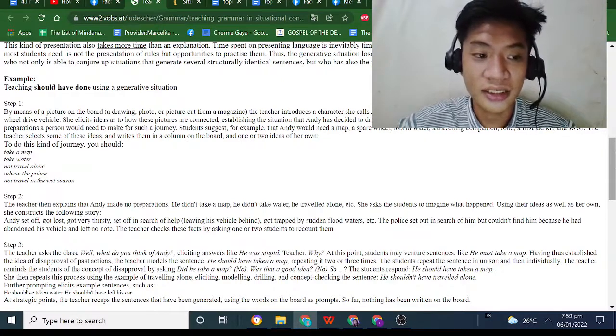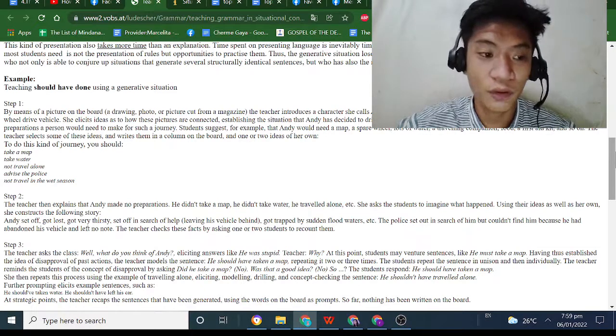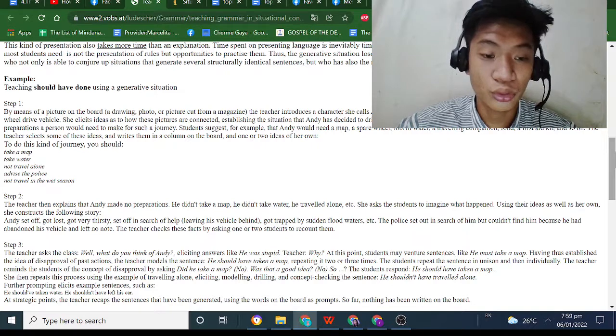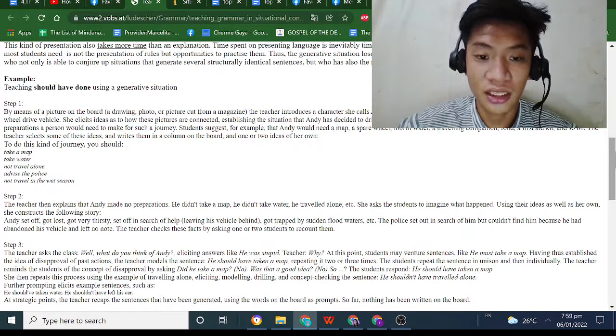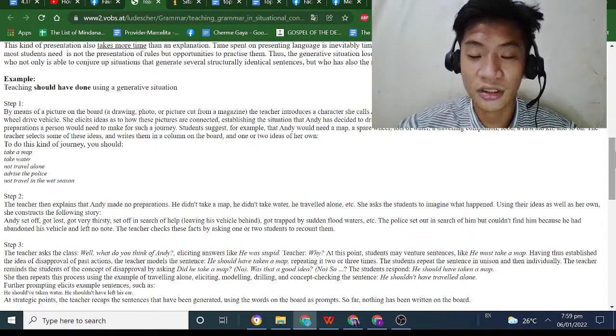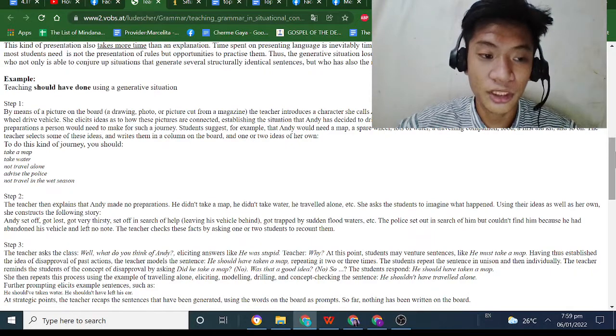Australia is a deserted place. Placing next to it a picture of a four-wheel drive vehicle, she elicits ideas on how these pictures are connected, establishing the situation that Andy has decided to drive across the Australian desert from east to west. She then elicits the sort of preparation a person would need to make for such a journey.